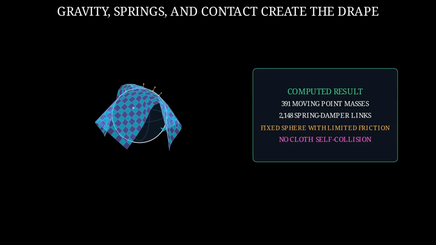No animator selected these bends. The calculation moves all 391 point masses. More than 2,000 spring and damper links carry each disturbance across the sheet. Gravity, the springs, the sphere's outward push, and limited sliding resistance create the drape together. In this test, the sphere stays fixed, and the cloth does not collide with itself.